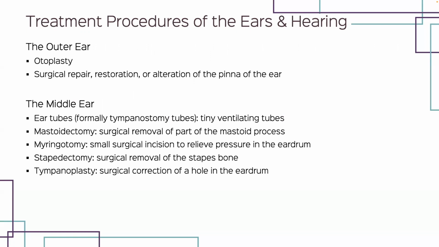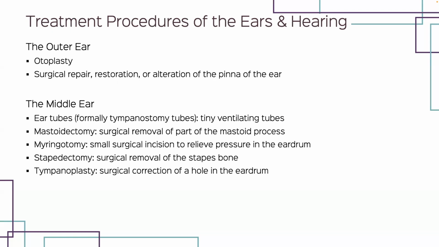the outer ear. So for some of our treatments, you can have an otoplasty, which is basically just the surgical repair of the outer portion, or pinna, of the ear. For middle ear treatment, you've got tubes. They used to be called tympanostomy tubes, but nobody's going to remember that name, so they literally just call them ear tubes.